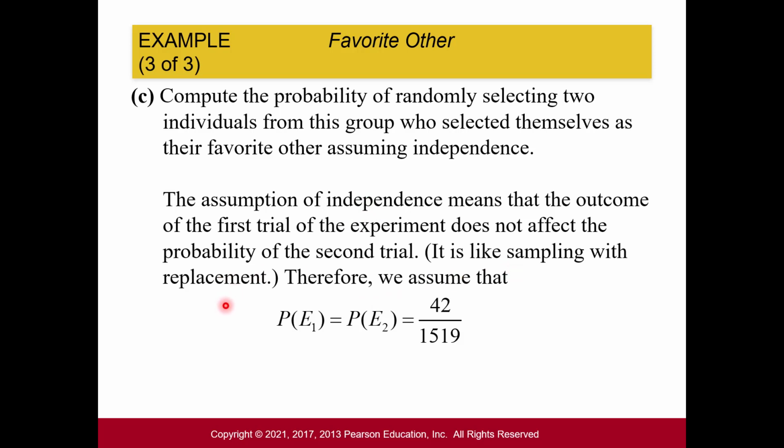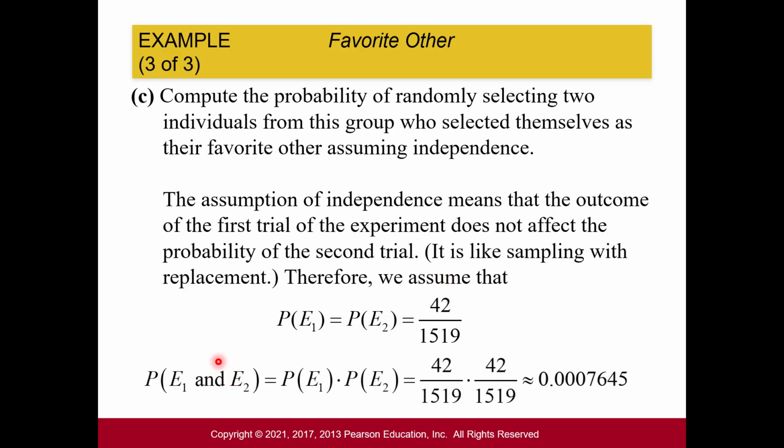We have our 1,519 people. We can select any of the 42, and then the next person, we kind of like put that person's name back in the list so we can reselect out of 42 out of the original sample size. So that's when they're independent events.